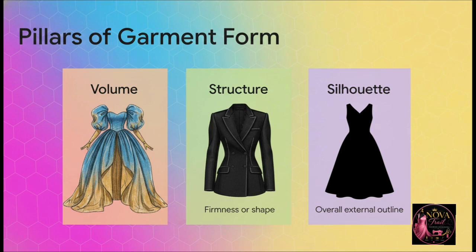First up is volume. This is all about fullness. Imagine a dramatically gathered skirt or a massive puffed sleeve. Second is structure. This is about firmness, about holding a shape, like a really sharp blazer with strong shoulder padding. Third is the silhouette. This is the overall external outline of the garment, like an A-line shape or a sleek, straight dress. Together, volume, structure, and silhouette dictate the final 3D look of your design.